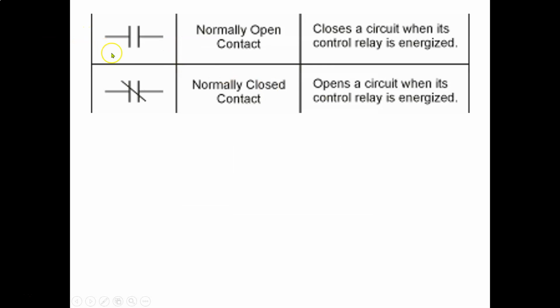Getting to contacts, right, you have your normally open contacts. They're drawn so you see you have no connection for your current to flow. It closes a circuit when the control relay is energized. So the relay coil that is connected to this contact, when that coil is energized, these contacts will close, turning on your circuit. Right, and then we have the normally closed side contacts. If you operate that coil, it energizes, it's going to open these contacts, turning off your circuit.